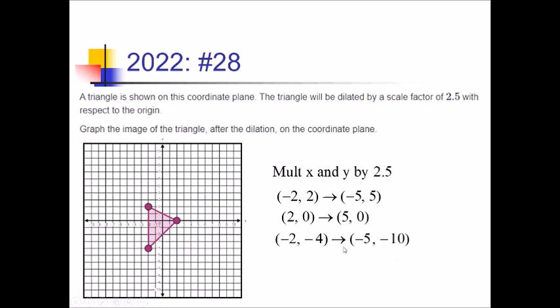Let me go ahead and graph all these now. So we have -5, 5. So that's right up here. And then we had 5, 0. That's going to be over here. And then finally, -5, -10. So we're going left 5, down 10 right there. And connect the dots. There is our dilated triangle.